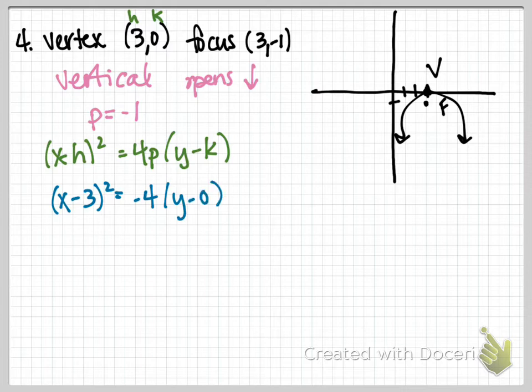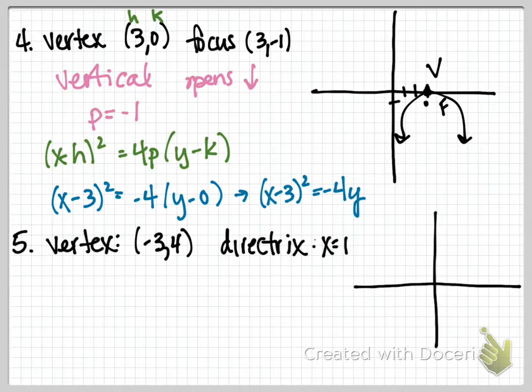Or you can just write that x minus 3 squared equals negative 4y. Either one of those is an acceptable answer. All right, go to number 5. Okay, so I have my vertex at negative 3, 4.